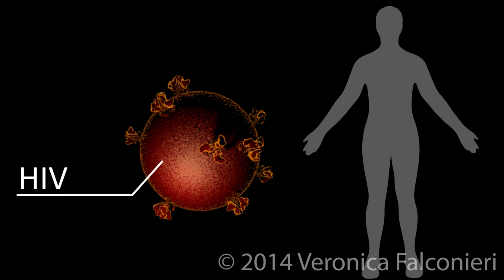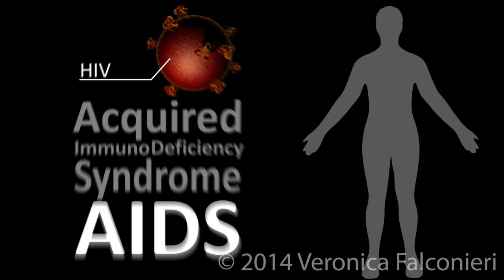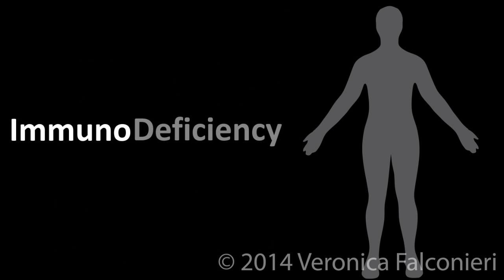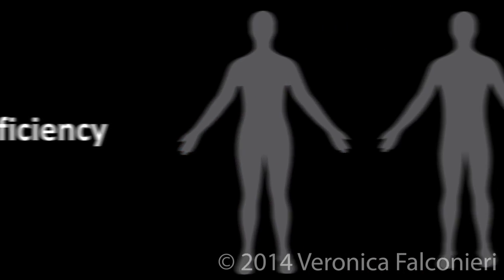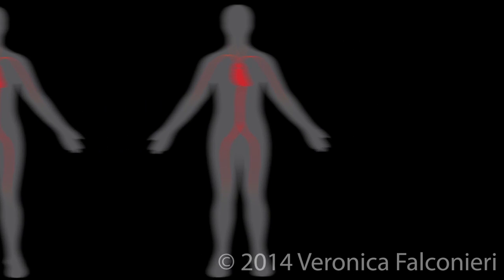HIV is the virus responsible for acquired immunodeficiency syndrome, or AIDS. Immunodeficiency means that the body's immune system can no longer protect against infection, including cancer-causing viruses. HIV is contained in the blood, sexual fluids, and breast milk of infected individuals. HIV can spread by direct blood-to-blood contact during blood transfusions or contaminated needle usage.